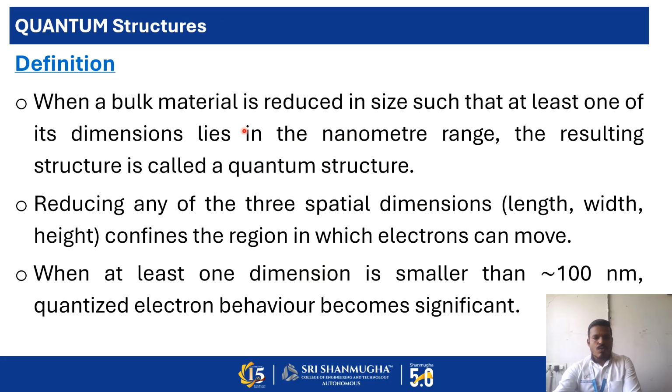The next slide is quantum structures. A quantum structure is formed when a bulk material is reduced in size such that at least one of its dimensions lies in the nanometer range, meaning 1 to 100 nanometers. Reducing any of the three spatial dimensions, length, width, or height, confines the region in which electrons can move.